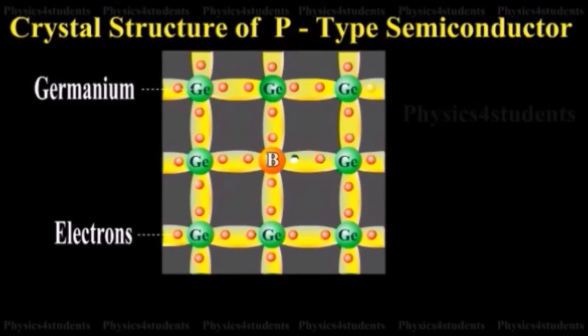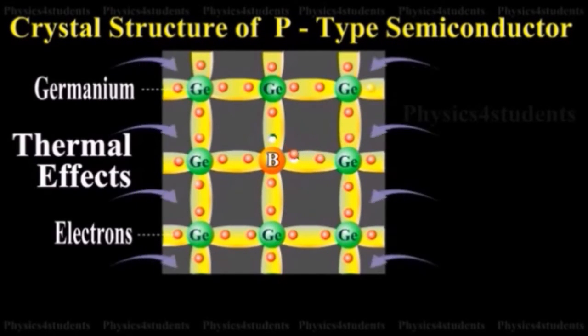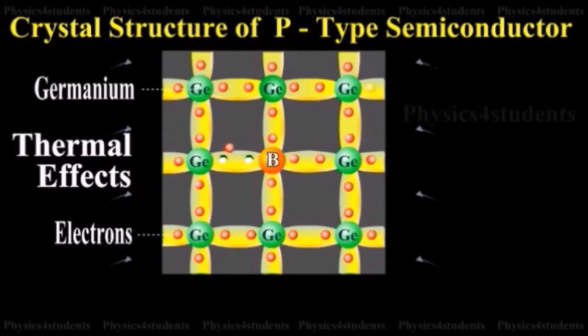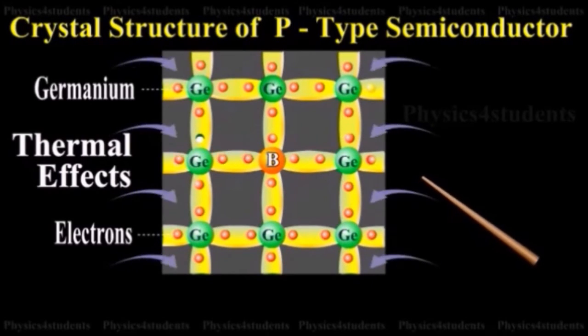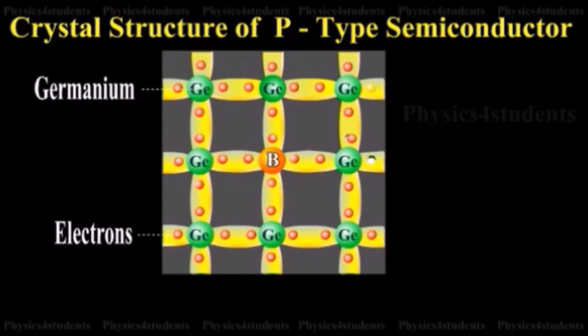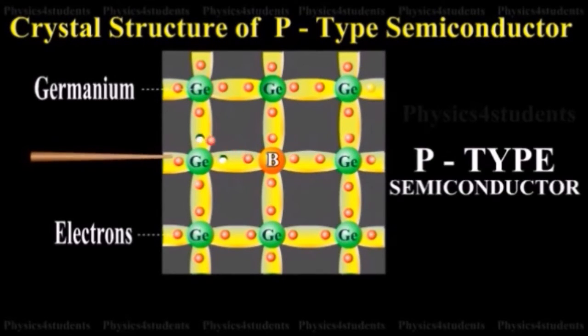The hole may be filled by an electron from a neighboring atom, creating a hole in that position. From there, the electron moves. This process continues, and the hole moves around randomly due to thermal effects. Since the hole is associated with a positive charge moving from one position to another, this is called a P-type semiconductor.